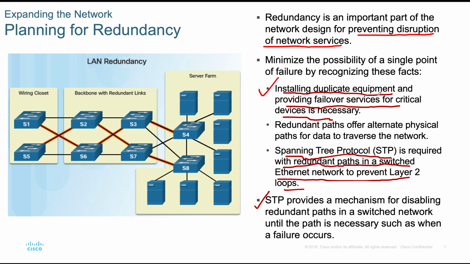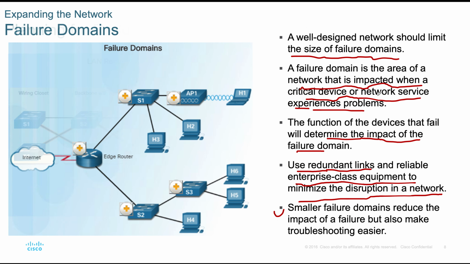Why? Because the spanning tree will prevent the redundant path from looping. If it's looping, it's costing you money. It's costing you a lot, wastage, and so on and so forth. So we need a spanning tree protocol. Now let's move on for the sake of time.